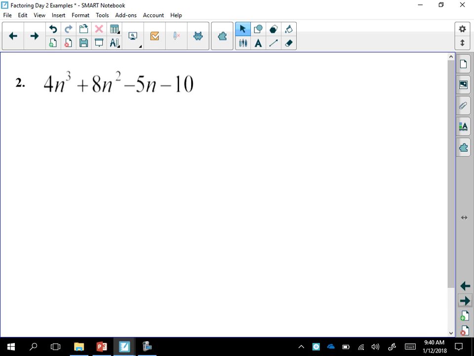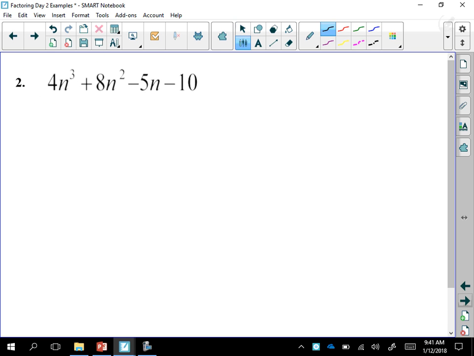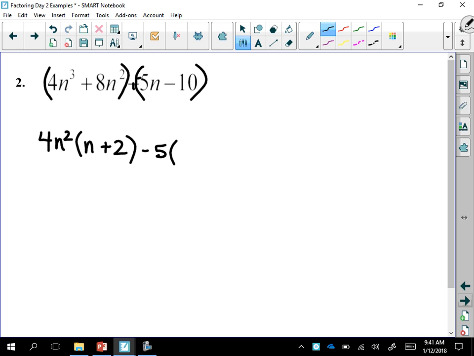Okay, so we'll group the first two together. We'll group the second two together, but we've got a minus sign, so we've got to be mindful of that. So we're going to make the 5 negative. So now, what is the GCF in the first grouping? And that would leave me with, and what's the GCF in the second grouping? Negative 5, and that would leave me with, and then I'll notice that both of these have an n plus 2, so I'll take that out, and I'm left with 4n squared minus 5.